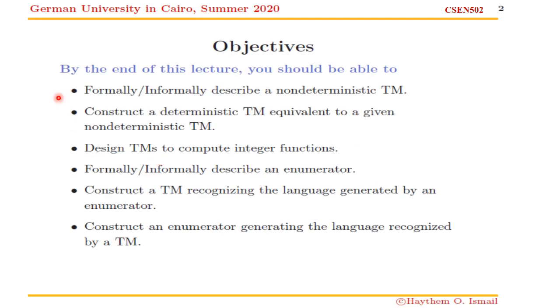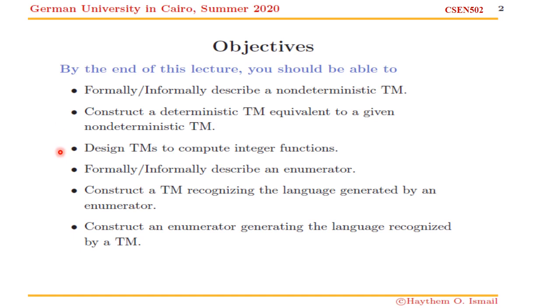By the end of this lecture, you should be able to formally and informally describe a non-deterministic Turing machine. So we'll introduce non-deterministic Turing machines, and construct a deterministic Turing machine which is equivalent to a given non-deterministic Turing machine. Just like the case of NFA, for every non-deterministic Turing machine there's an equivalent deterministic Turing machine, which was not the case for PDA, for example.